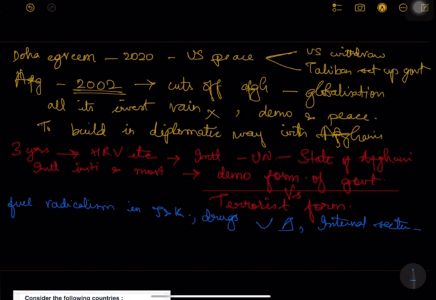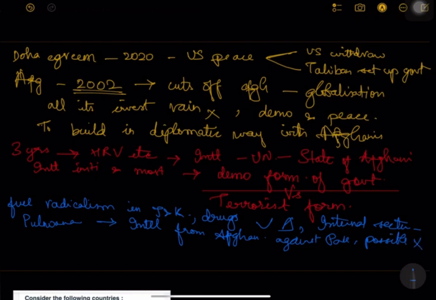For example, during the Pulwama attack, we received intel from Afghanistan against Pakistan. But now it will no longer be possible to get such inputs from them, because they also in a way support terrorism.